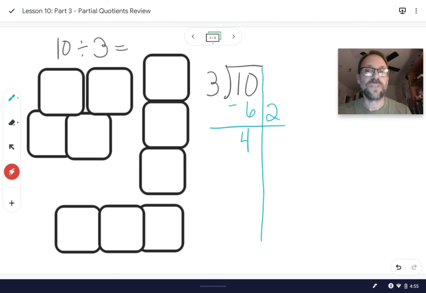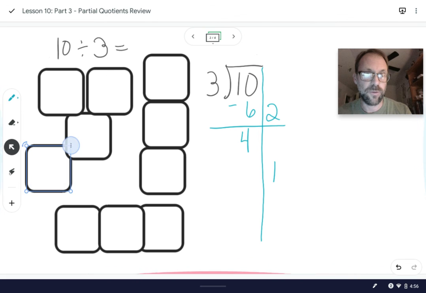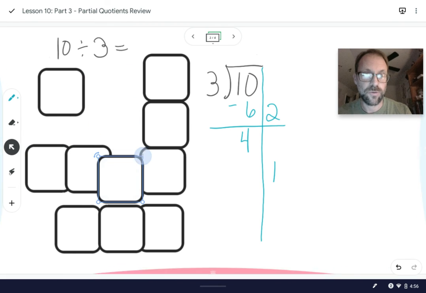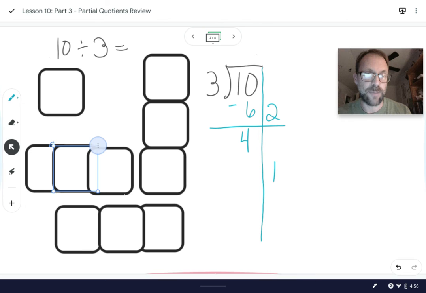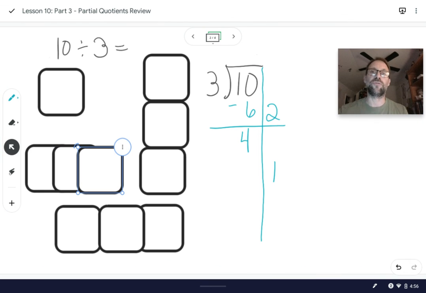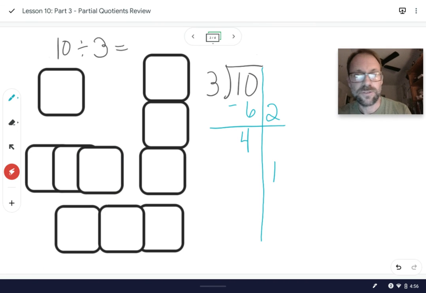Does that make sense? So then we ask ourselves the same question. We repeat the process. We ask, how many groups of 3 can I make from 4? Can I pull another group of 3 out of what remains in the pile? And the answer is yes, we can make one more group. So we'd write the 1 right here as another partial quotient. We make our group, right? Let's pull out one more group of 3. 1, 2, 3. Maybe I'll overlap them like this a little bit. There we go. There's another group of 3, right? And 3 times 1 is 3. So 1 group of 3, that's 3.